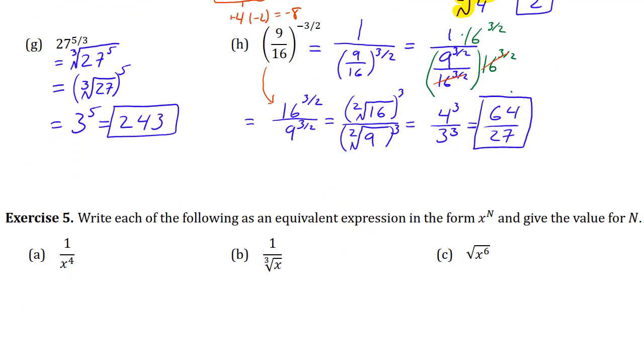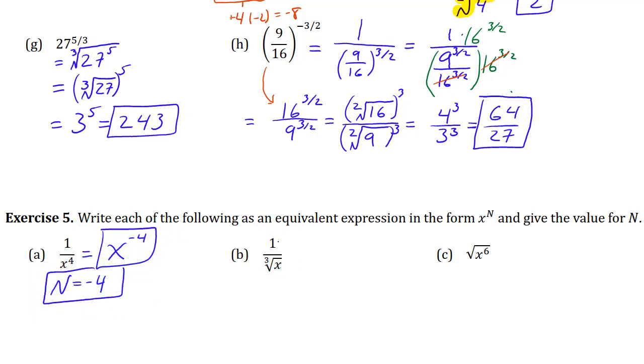Okay, let's look at exercise 5. So if we're going to write each of the following as an equivalent expression in the form x to the n and give the value for n. So let's see. 1 over x to the 4 is the same thing as x to the negative 4. That's what the definition of a negative exponent is: you put x to the positive 4 power under 1, like this. So this is now in the form x to the n, and the n is just negative 4.